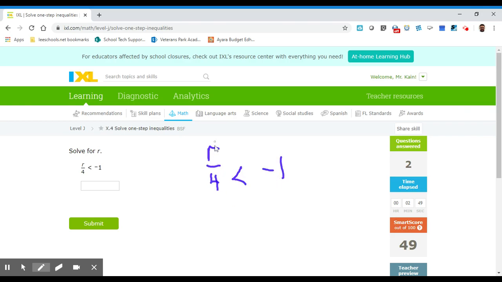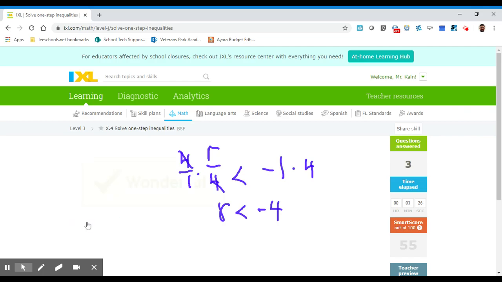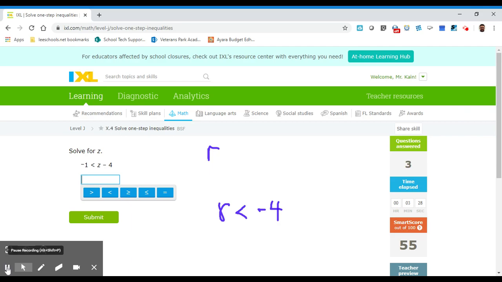So to solve this, since r is being divided by 4, we multiply. We do the opposite operation. And that cancels this out, leaving r now on the left. And we're going to multiply this side by 4. 4 times -1 is -4. One thing you want to do when you're typing it in, make sure you're putting the correct sign. If you type an incorrect sign, it will be wrong.